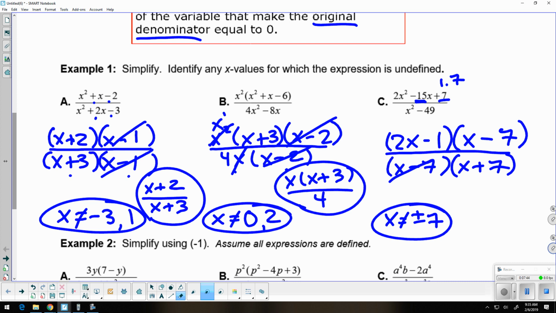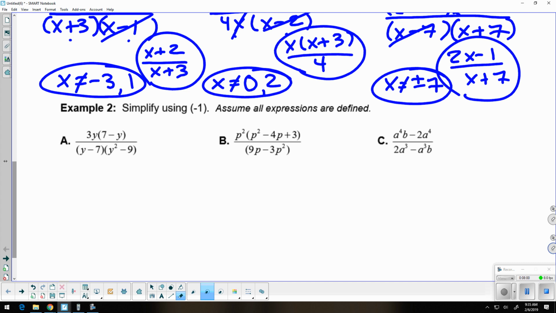And now canceling the x minus 7s. Final answer is just 2x minus 1 over x plus 7. And that would be it. Okay, so again, we're really just reducing down a fraction. We're trying to reduce it as much as we can and then stating what makes it undefined.